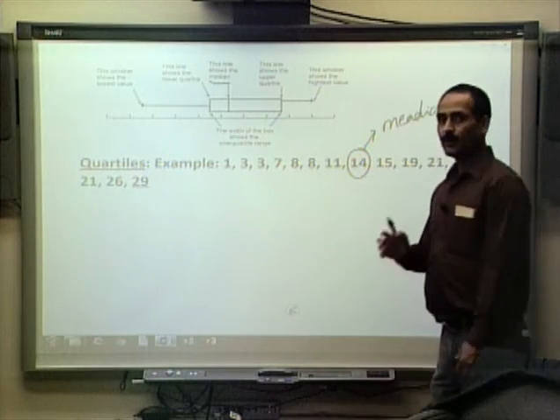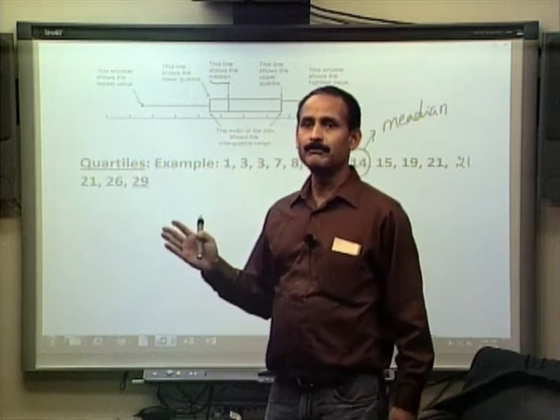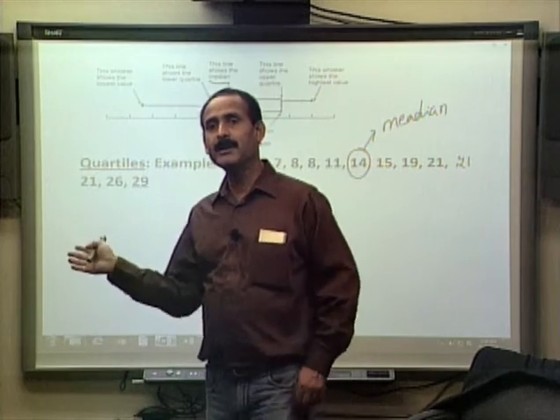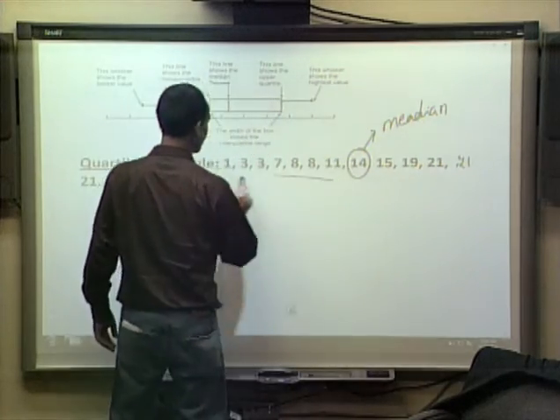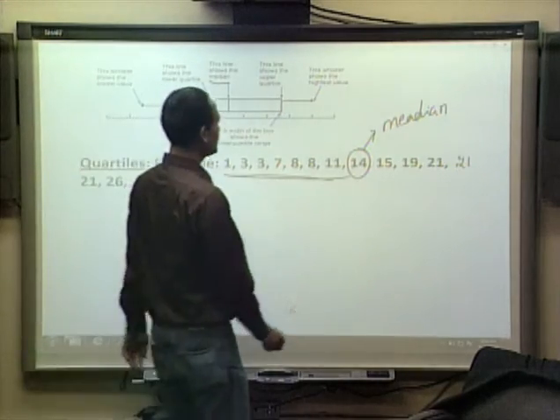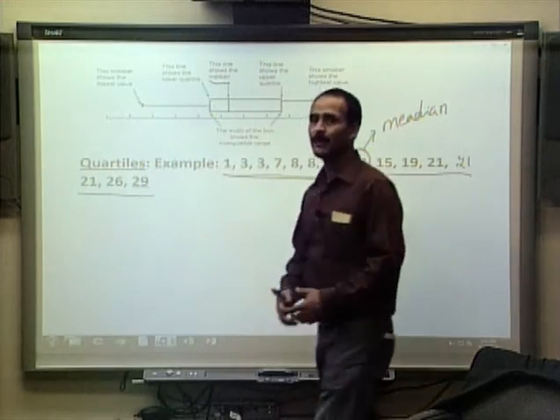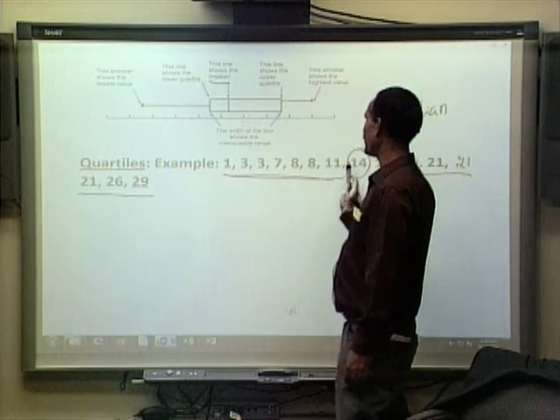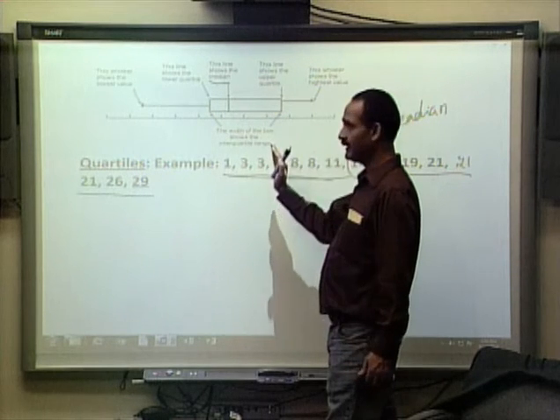Now, the lower quartile is nothing more than the median of the lower half. This is our lower half. If we find the median of this lower half, we have the lower quartile. This is our upper half. If we find the median of the upper half, we have the upper quartile. So, basically, in order to calculate the lower quartile, we have to calculate the median of everything below the median.